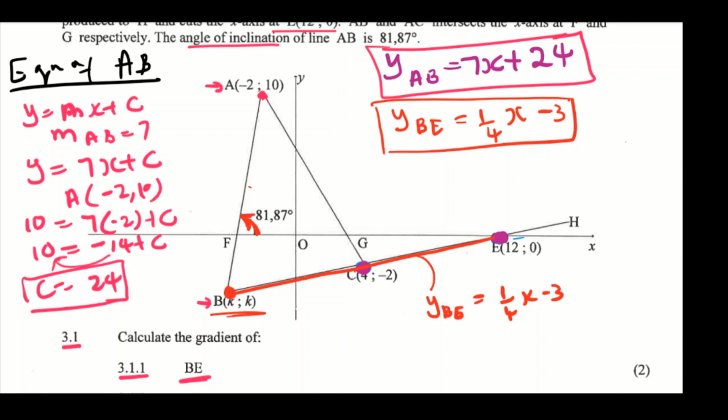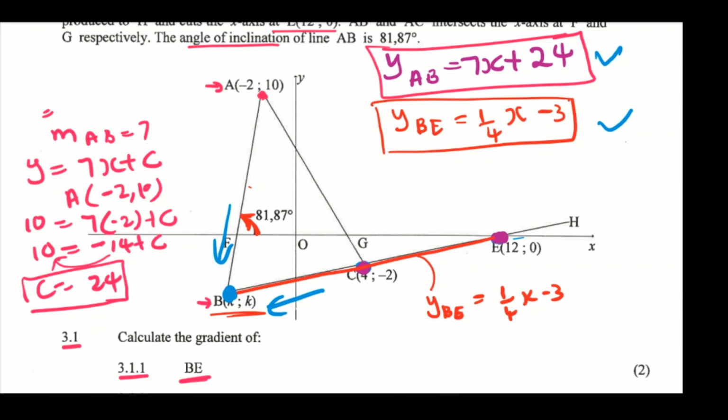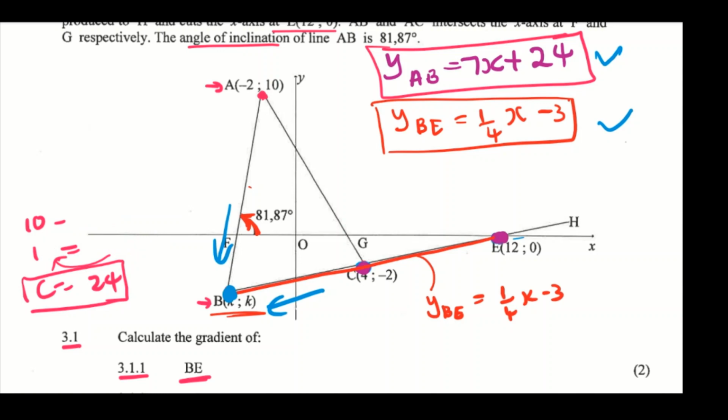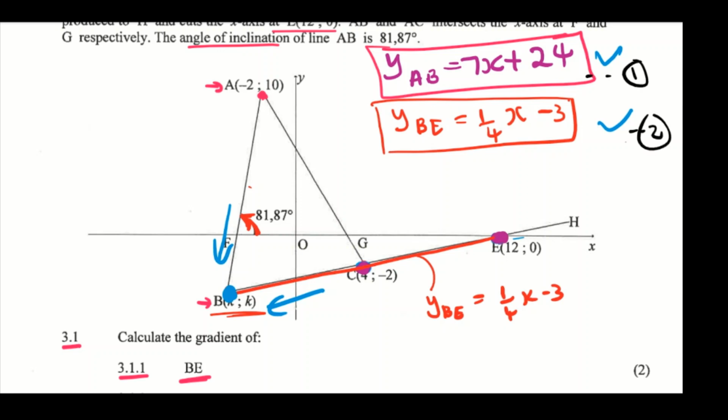These two equations are equal to each other at a certain point, and that one point is B here, right? If you look at this equation and this equation, they meet at B. So why not equate these two equations so that we can find the coordinates of B? Let me erase this and calculate the coordinates of B by equating these equations. This is equation one, this is equation two. They're both equal, so equation one is equal to equation two. Equation one is 7x plus 24, equal to equation two, which is 1 over 4x minus 3.